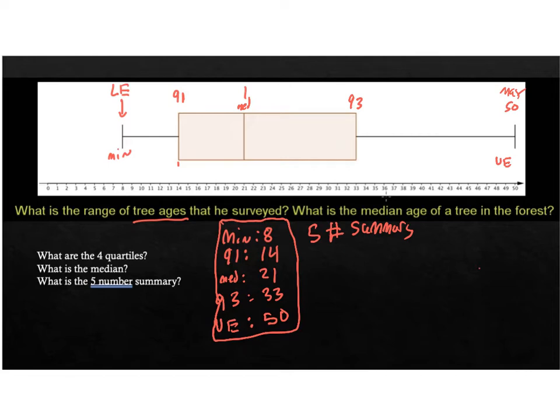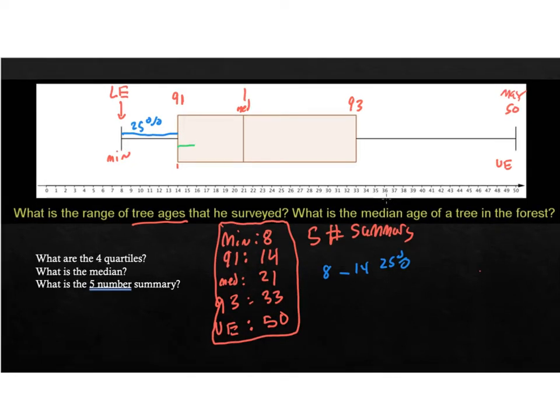So let's look at it graphically to see how we can determine how much each one is. So from here to here, 25% of the trees are from age 8 to 14. That's 25%. Hopefully this color coding is going to help you.